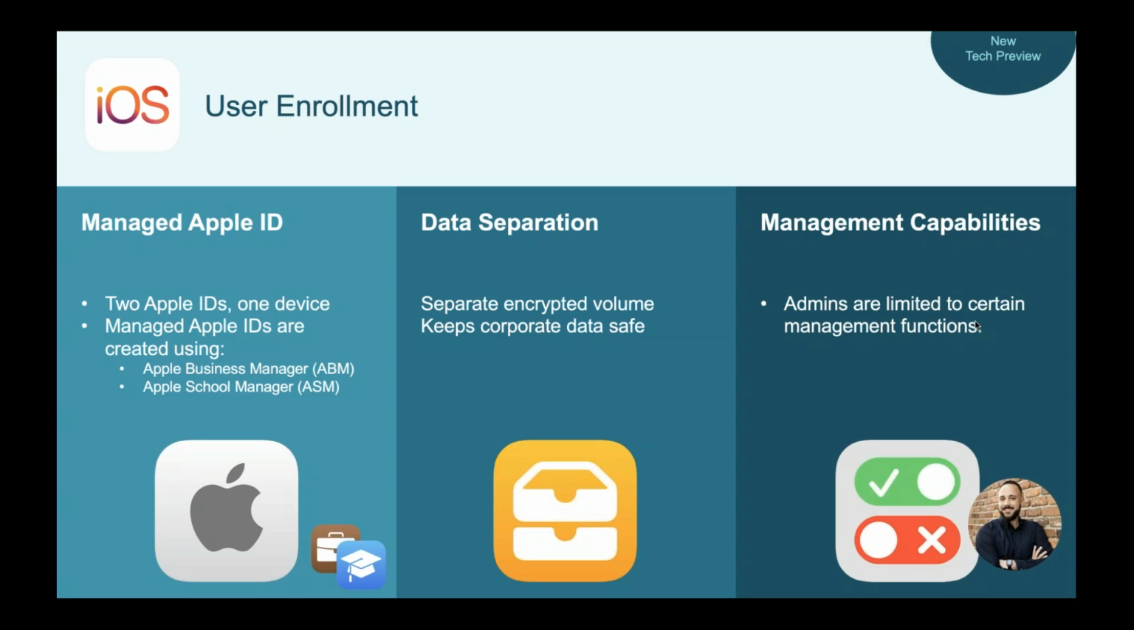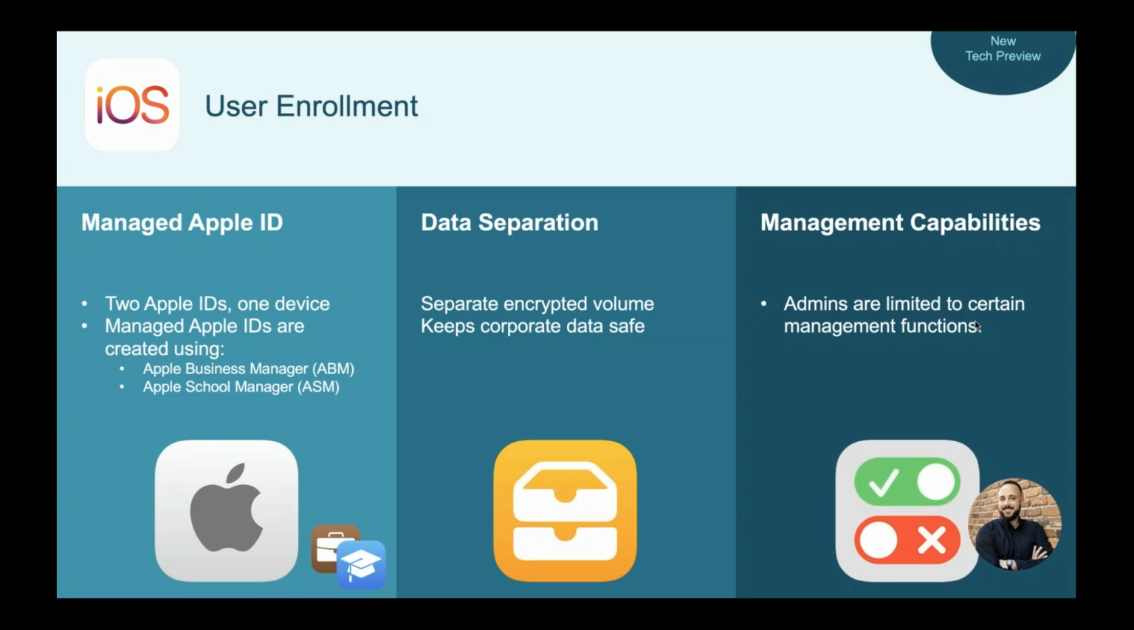But the one key component when we think about user privacy in a BYOD enrollment and a MAM implementation is that data separation, where we're creating an encrypted volume that's separated from the personal data. So we're almost partitioning the file system on the mobile device, encrypting both of those partitions, and keeping the corporate data safe and the personal data safe. UEM admins will only see what's on the corporate side of the file system, not the personal side. So it's something to keep in mind. And the management capabilities are limited to certain management functions that Apple makes available by way of the APIs for our UEM, Citrix Endpoint Management, to tie into.